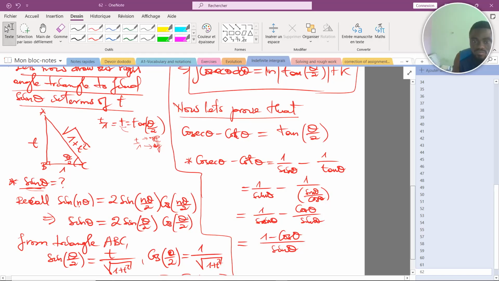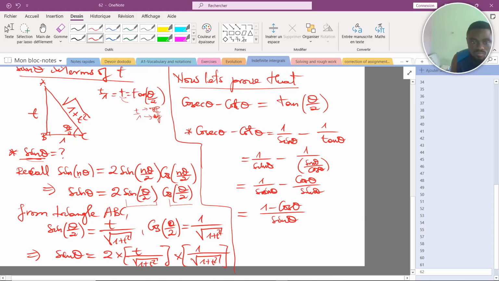I replace 1, I have cos theta on 2. Is that okay? From there, I will have to calculate sine theta on 2 and cos theta on 2 from my triangle. So from my triangle A, I name the triangle ABC. I know that sine theta on 2, which is opposite over hypotenuse, will be t all over what? The hypotenuse, square root of t plus t squared.